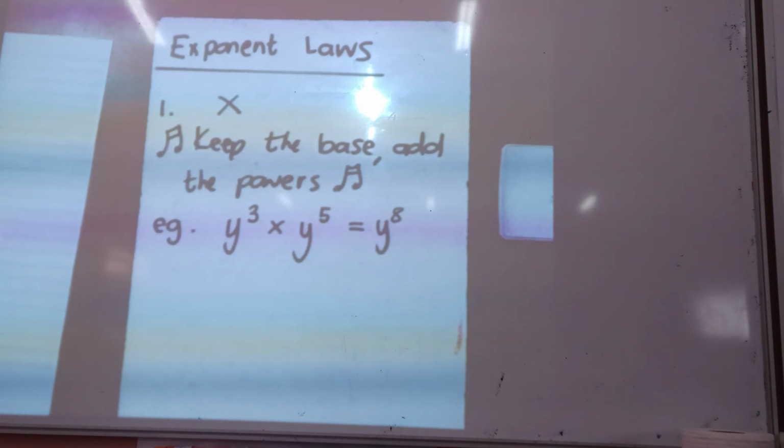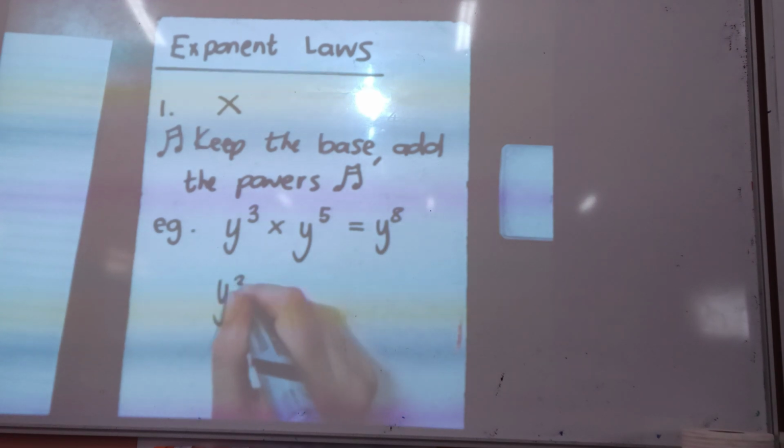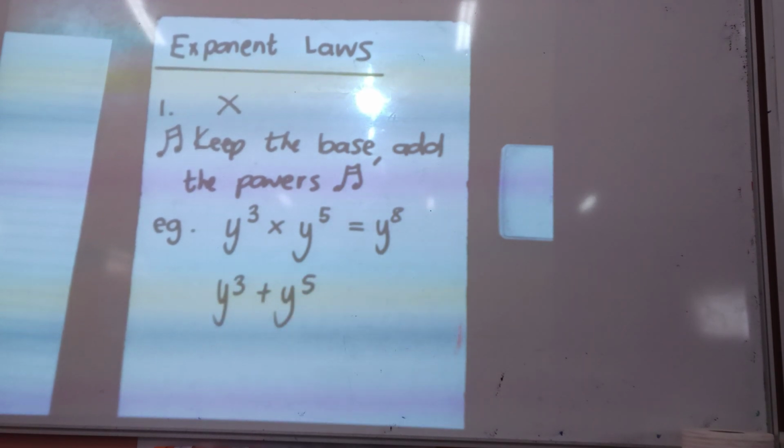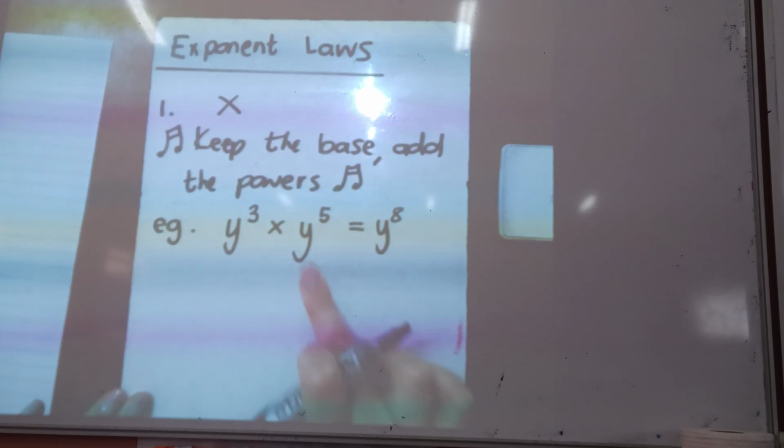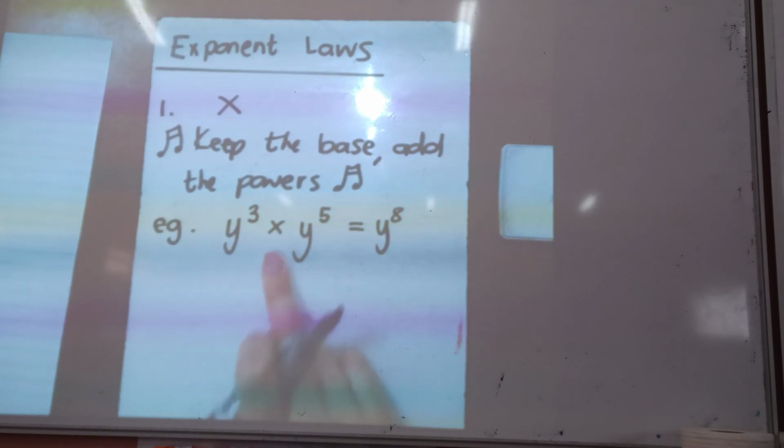And what if it's in plus? What if it said plus? Could you do anything with y cubed plus y to the power of 5? Why not? Because the powers are unlike terms, the powers are different. Remember, I can only do exponents when I am multiplying or dividing.